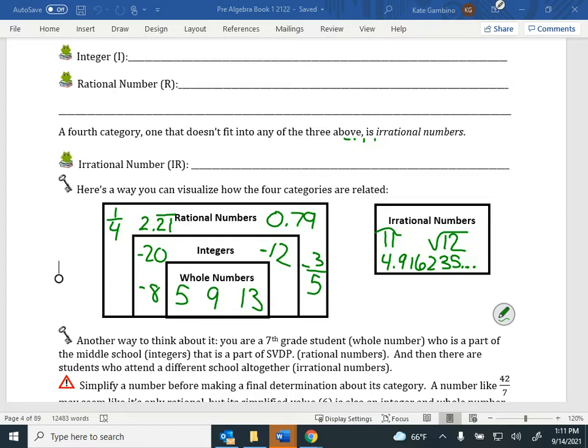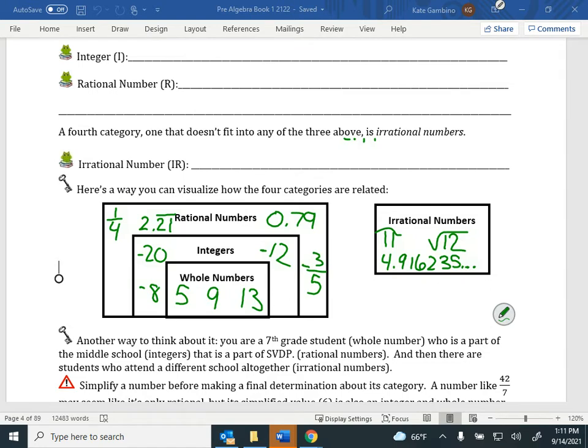So another way to think about it, let's say you're a 6th grader, so that's a whole number, who is a part of the middle school, that's integers. So you're the one thing, part of the bigger middle school, that is a part of St. Vincent de Paul School, which is really big. So that would be the rational numbers. And then there are students who attend a different school altogether. My kids go to Blaine High School. That would be irrational. All those kids going to all the other schools. So you see how it's small, gets bigger, bigger, bigger with our categories, and then irrational.